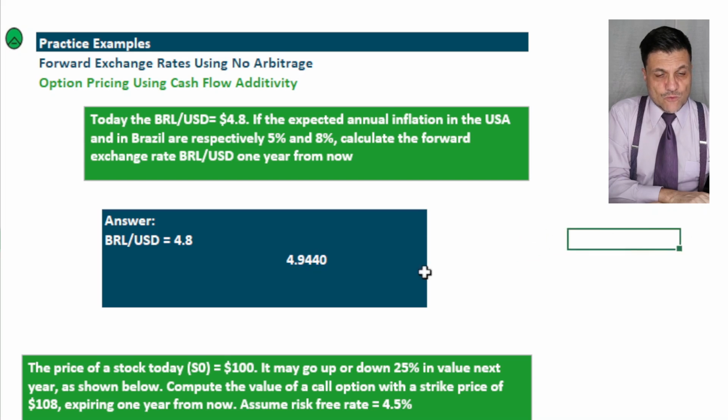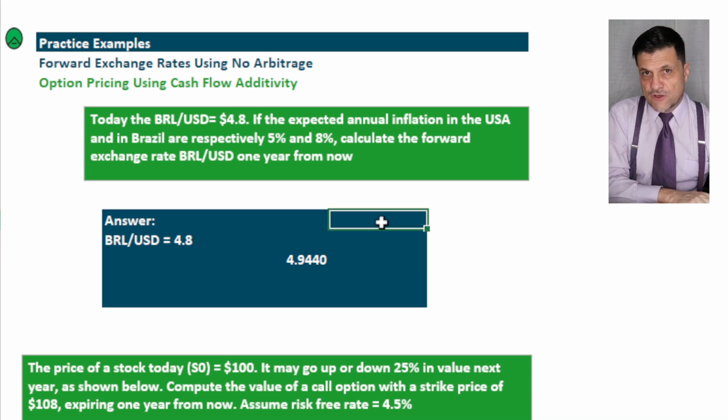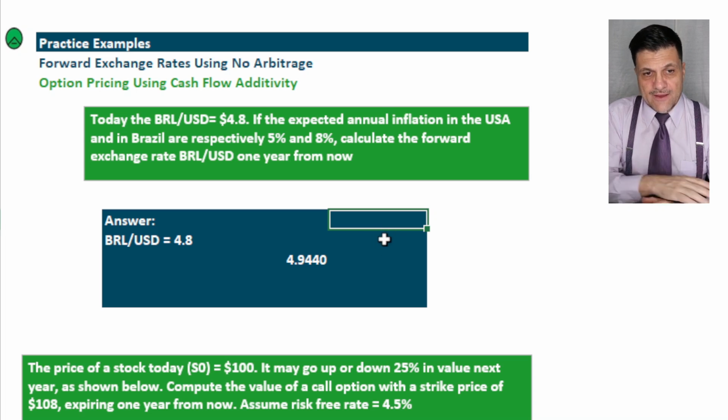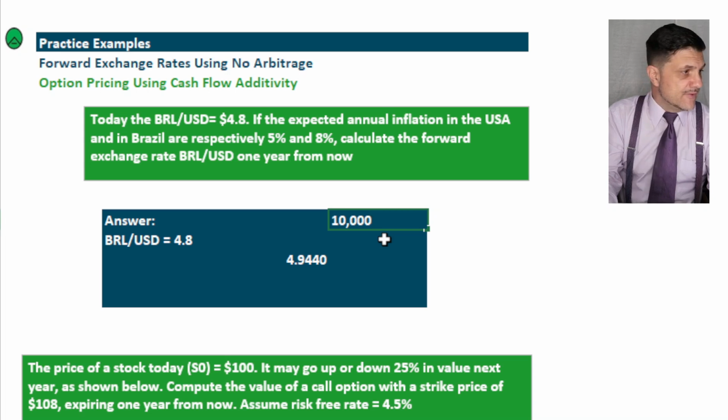I'm going to put one more decimal here. So we have 4 decimals, because that's something you're going to need to know eventually: currencies are always quoted with 4 decimals, okay? That's what we call the 10,000 approach. 10,000 equals 1 pip, okay?